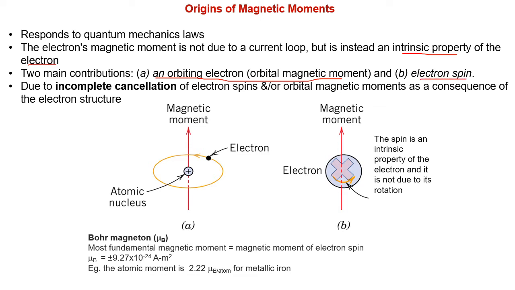Magnetic moments arise due to incomplete cancellation of electron spin and/or orbital magnetic moments as a consequence of the electron structure. So this must be related to the electron structure, because of the incomplete cancellation of either the electron spin or the orbital magnetic moments. Then the incomplete cancellation will result in a change of electron structure, which will cause the magnetic moments.